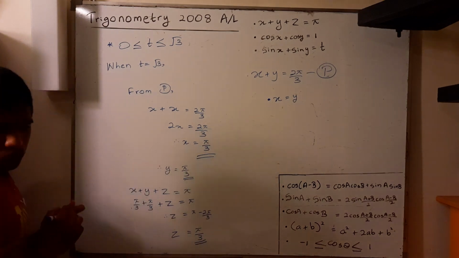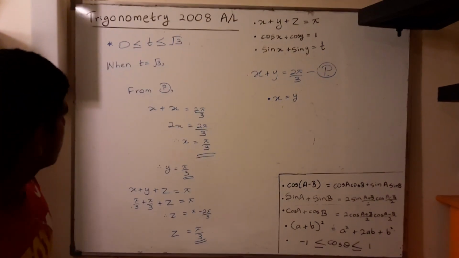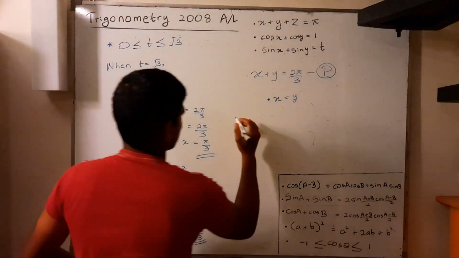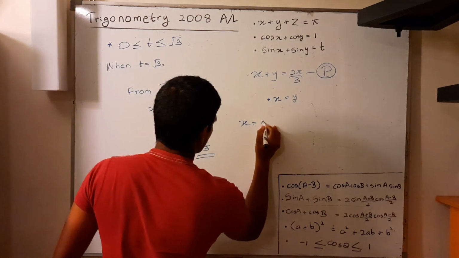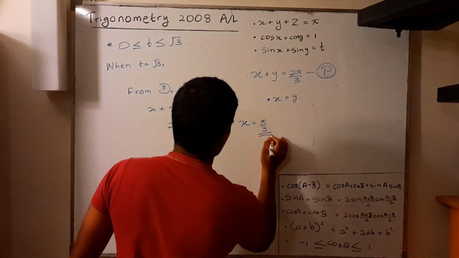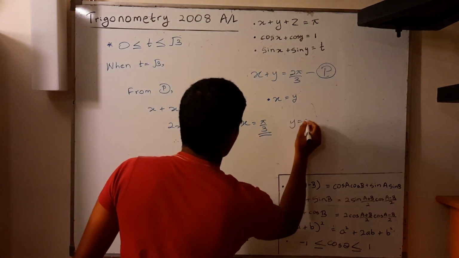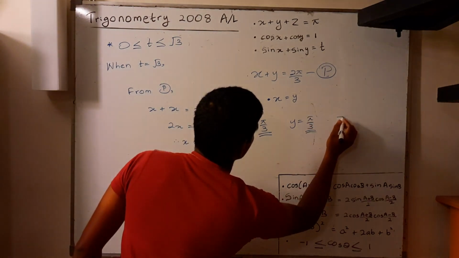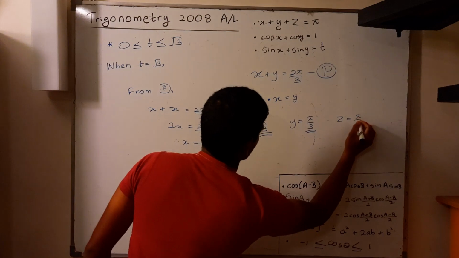So yeah, through that we've done the last part of the question as well. So the answers are x equals pi over 3, y equals pi over 3, z equals pi over 3 as well.